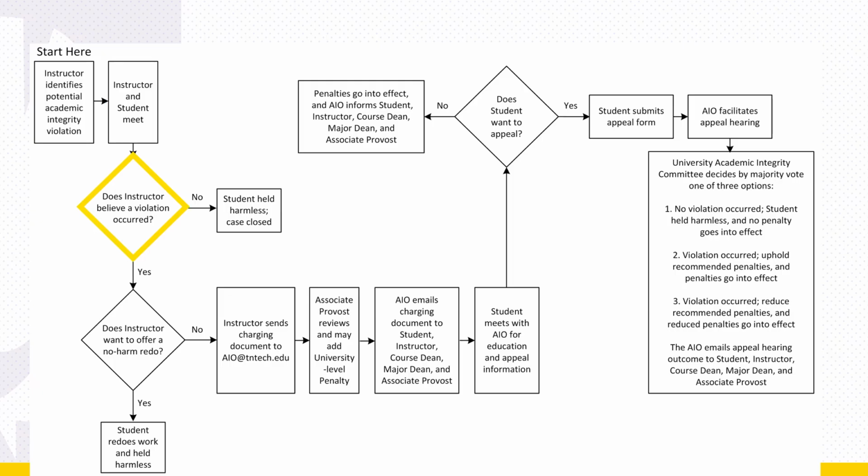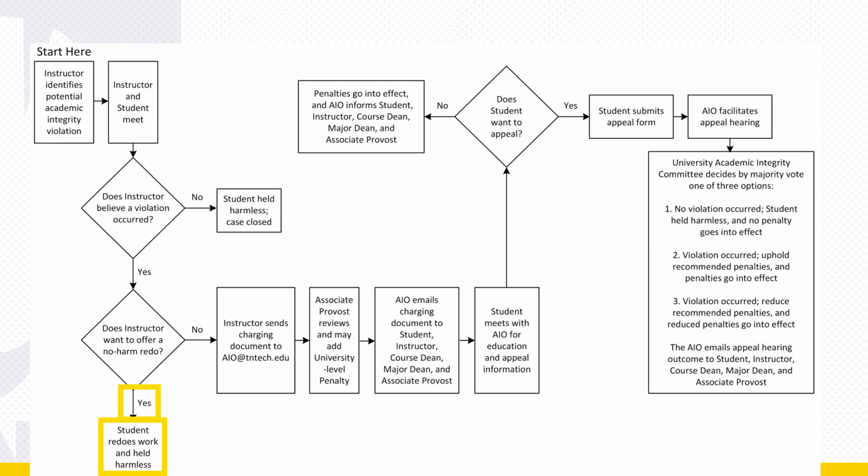After talking with the student, you decide whether you still believe a violation has occurred. If you no longer think a violation occurred, the process is over and there are no penalties for the student. If you still believe a violation occurred, you need to decide if you want to offer them a no-harm redo. This means the student can redo the assignment or test with no deduction in points for the violation.